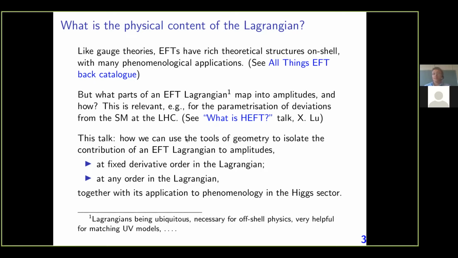So this talk is going to divide into two parts. And it's about how we can use geometry to isolate bits in the EFT Lagrangian, which transform covariantly or invariantly under field redefinitions, and therefore must map into amplitudes. And part one is going to be studying field redefinitions without derivatives. And so that means we can just work at fixed derivative order in the Lagrangian. And then part 2 is going to try to start to generalize this and look at field redefinitions which include derivatives and allow us to study at any order in the Lagrangian. And at various points, I'll try and ground this discussion in what it tells us about phenomenology in the Higgs sector of the Standard Model.